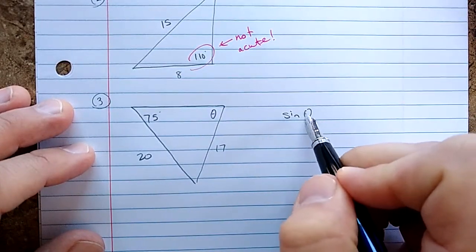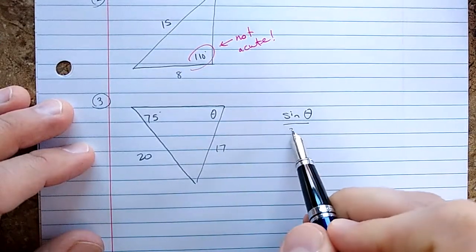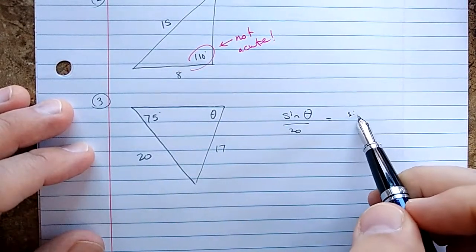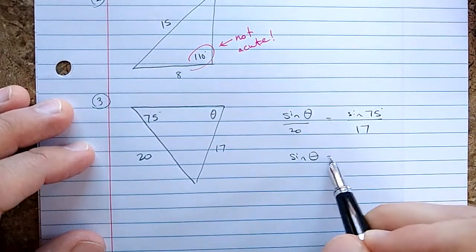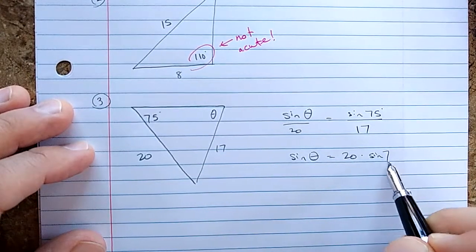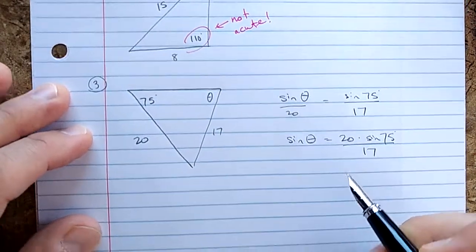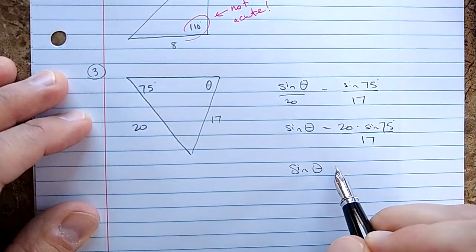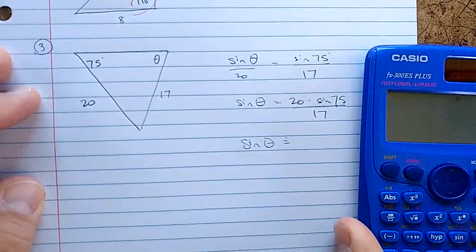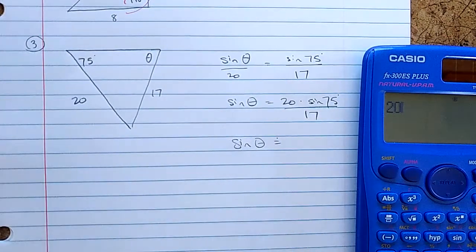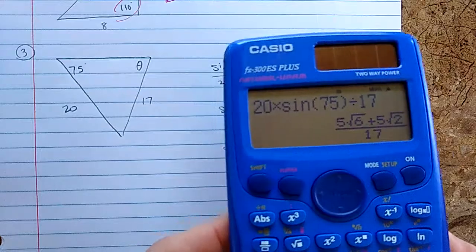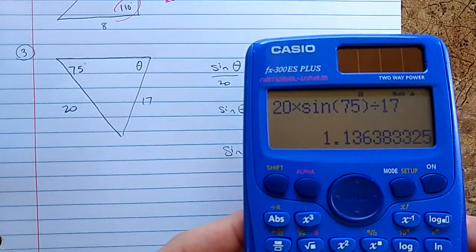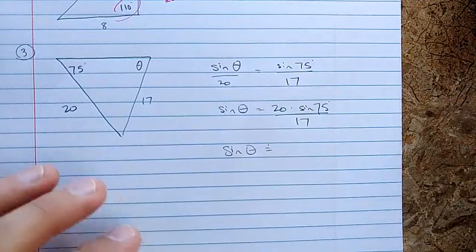So you can't see this yet, not until you begin. Sine theta divided by 20 is sine 75 over 17. We start rearranging. Sine theta equals 20 times sine 75 over 17. Let's do the approximation, and you'll see right now why I like to do this. Sine 75, and then divided by 17. Okay, well I got this crazy looking thing. Let's turn it into a decimal approximation. 1.1364.